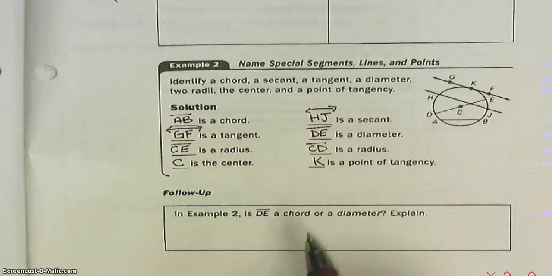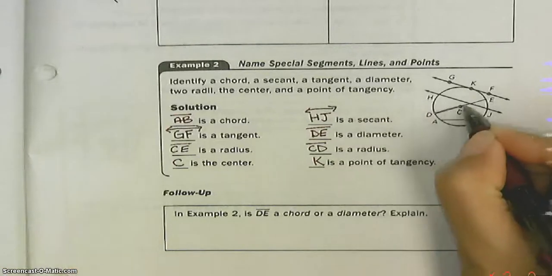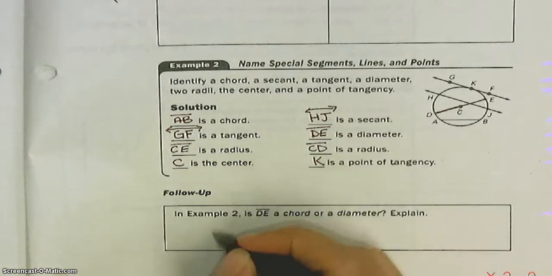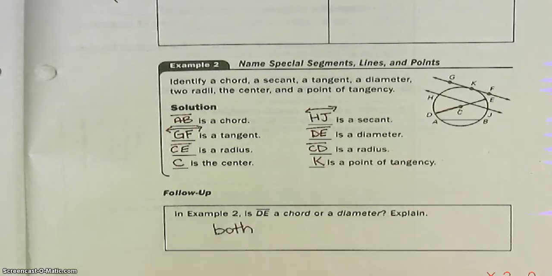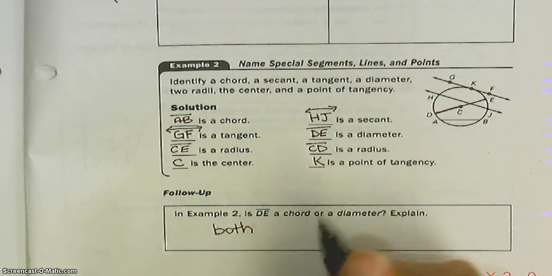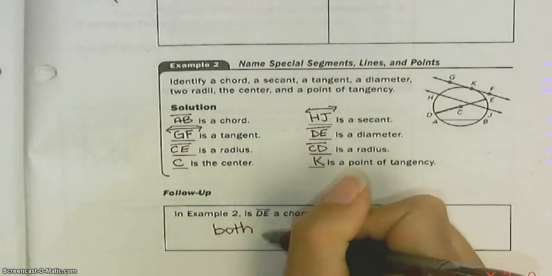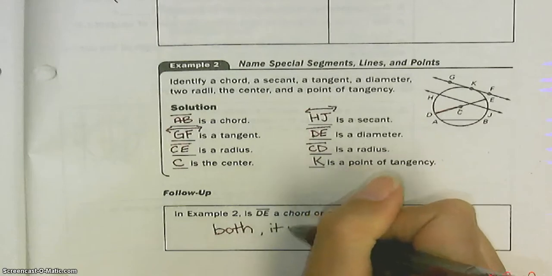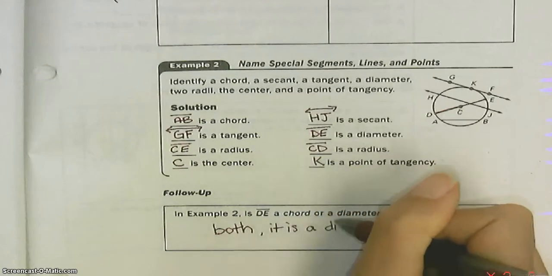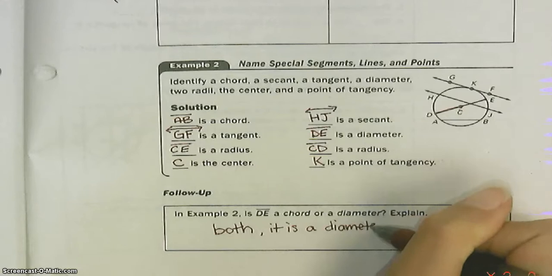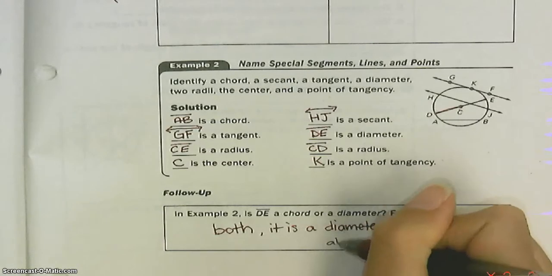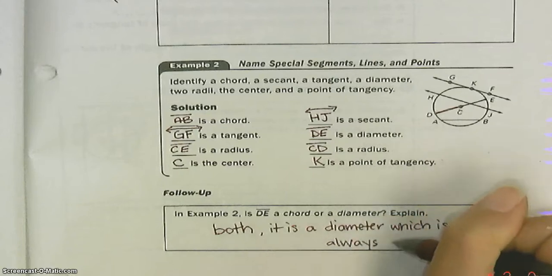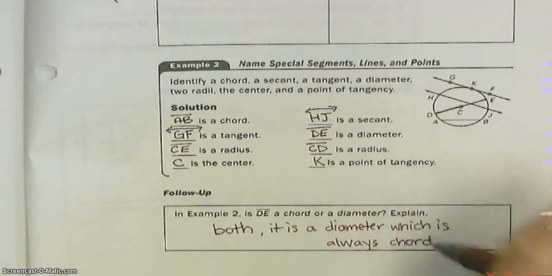In example 2, is DE a chord or a diameter? It is both. It's a chord that goes through the center, which is a diameter. It is a diameter, which is always a chord. Now, a chord isn't always a diameter, but a diameter is always a chord.